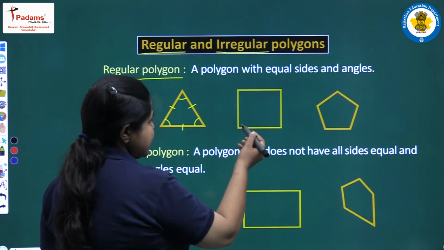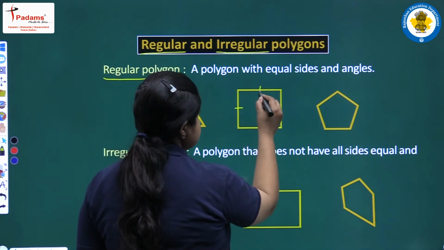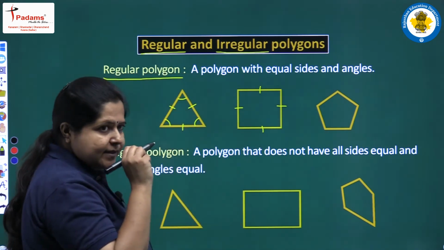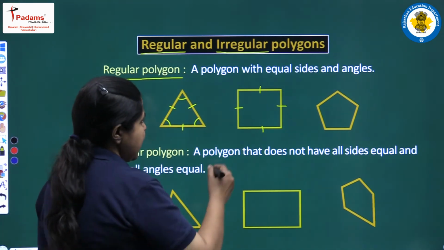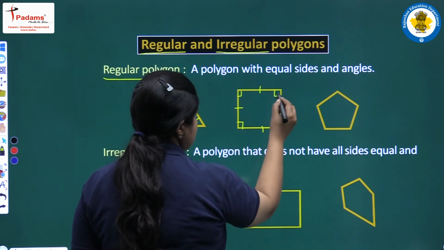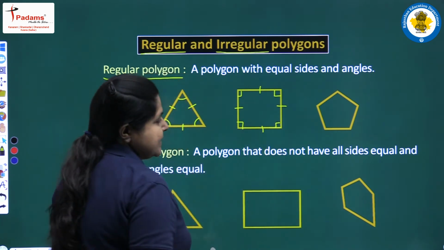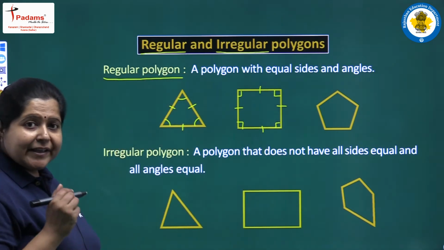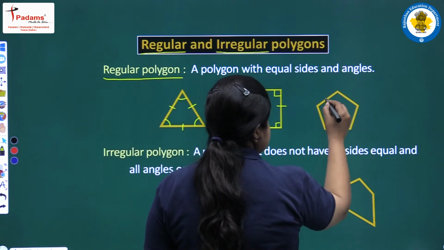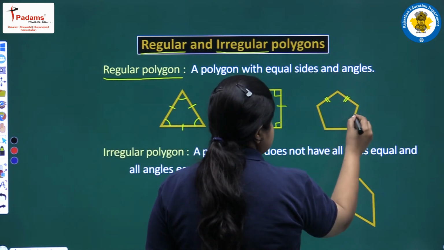Then we take this case also. Here also all the four sides are equal. We represent equal sides by a small cut in between them, and also these four angles are equal. All of them are of 90 degrees. So, it is a regular polygon. Then we have this pentagon. Also all its sides are equal.